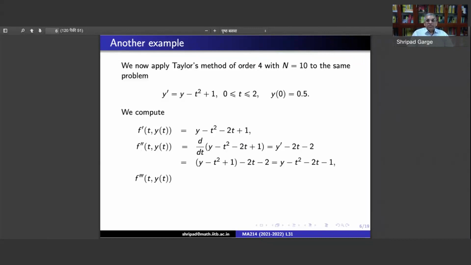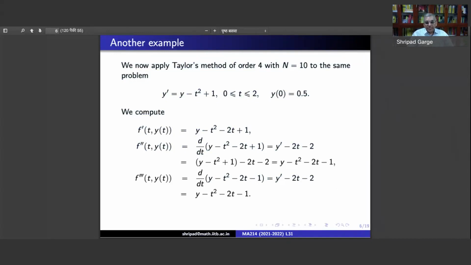For the third derivative, you have to compute the derivative of the second derivative. So y prime minus 2t minus 2, that's what we are going to get. The derivative of y minus t square minus 2t minus 1 is y prime minus 2t minus 2, which is the same as the previous derivative. So this value is the same. We don't have to go again by putting in the value of y prime and computing the final value.